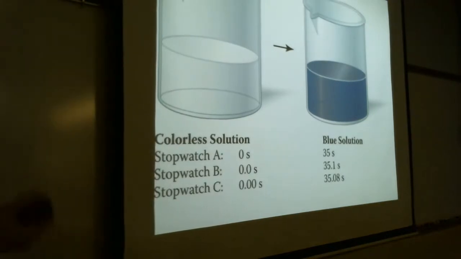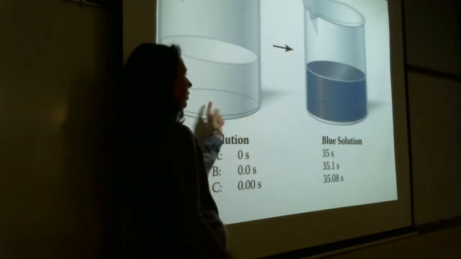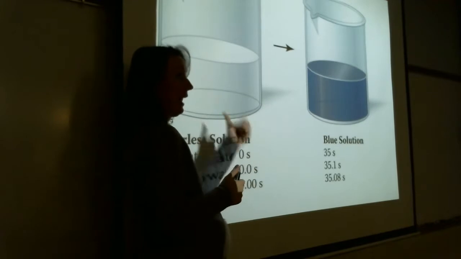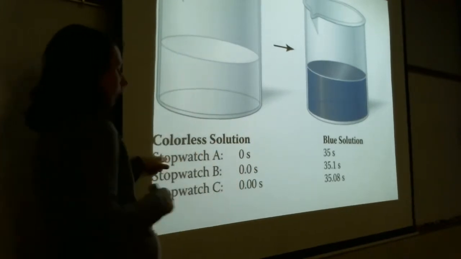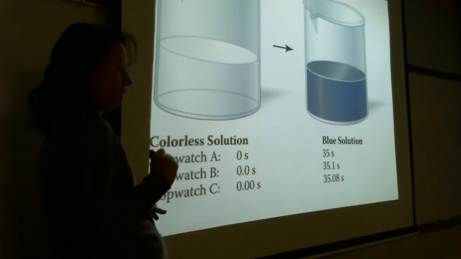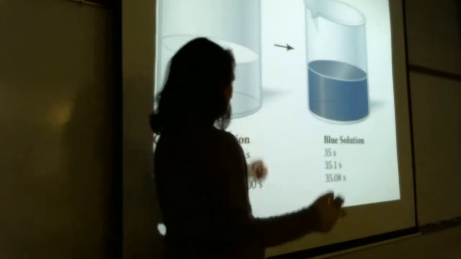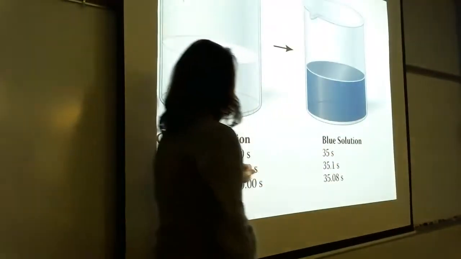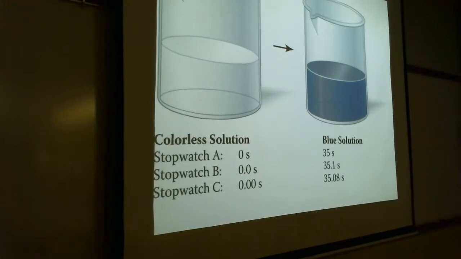All right. So let's look at another example. We have a reaction where the solution turns from colorless to blue. And we're going to time how long this reaction takes. Okay? You're going to use stopwatch A, you're going to use stopwatch B, you're going to use stopwatch C. Okay, there's the initial time. You hit go all at the same time. Whose stopwatch is going to give us the most accurate result?